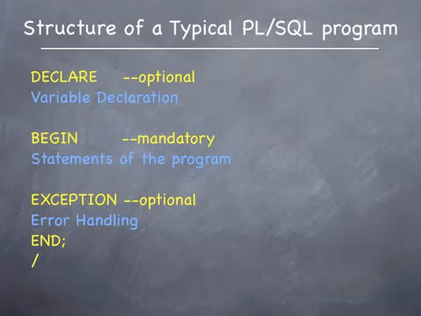It is a mandatory section where you write the code of the program. You use the available PL/SQL programming constructs or SQL statements to write the statements of the program. The third section is called the exception section. This exception section is an optional section. That means you don't have to write an exception section.